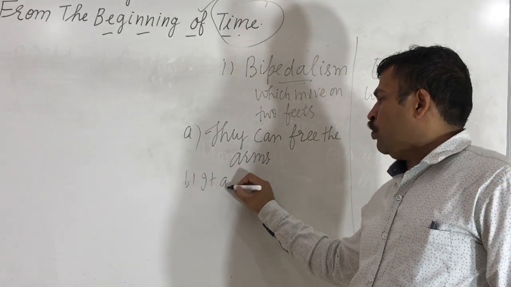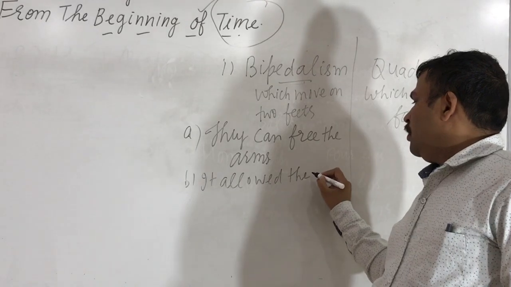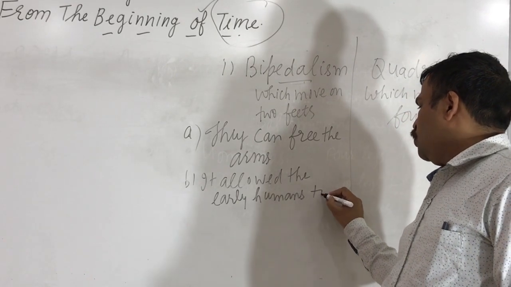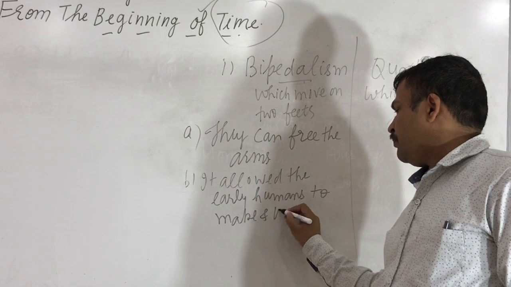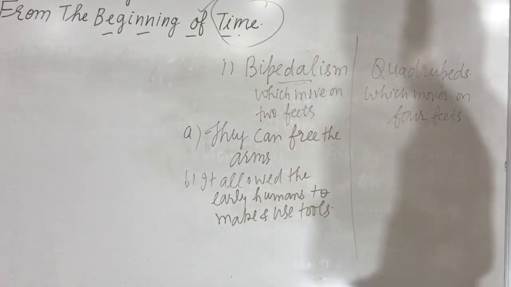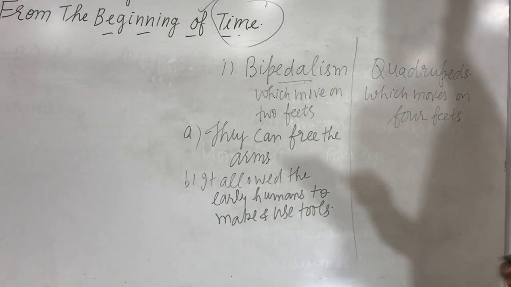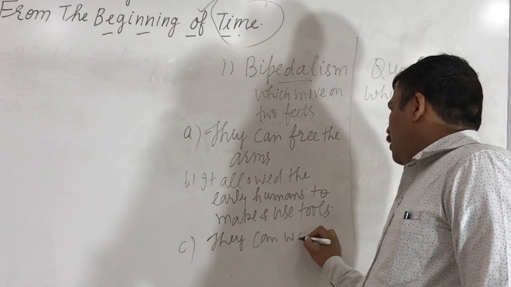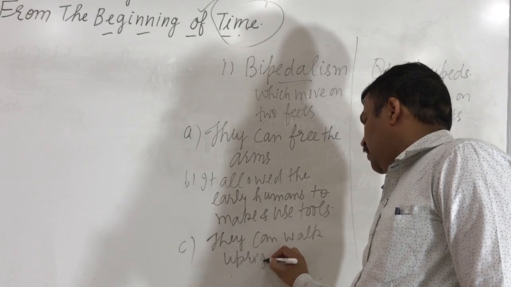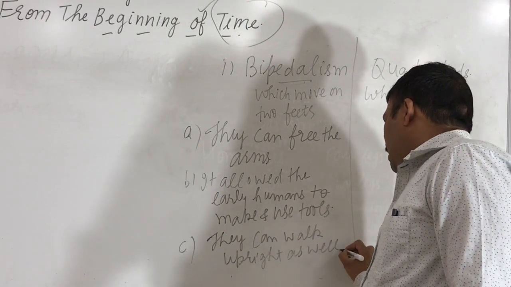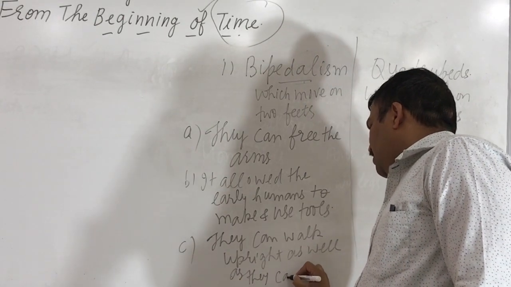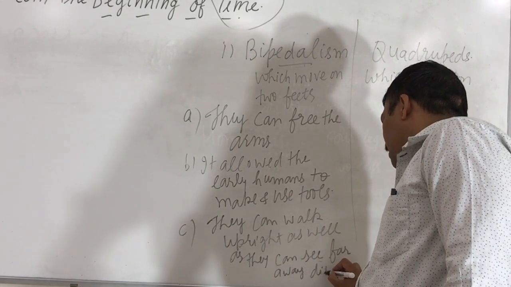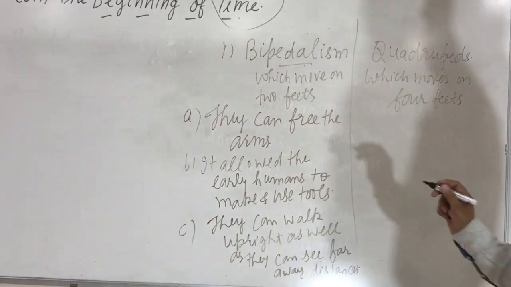Second, it allowed these early humans to make and use tools. Third, they can walk upright as well as see far away distances.